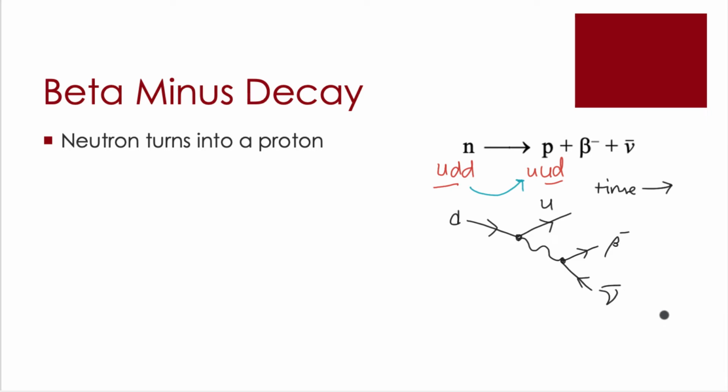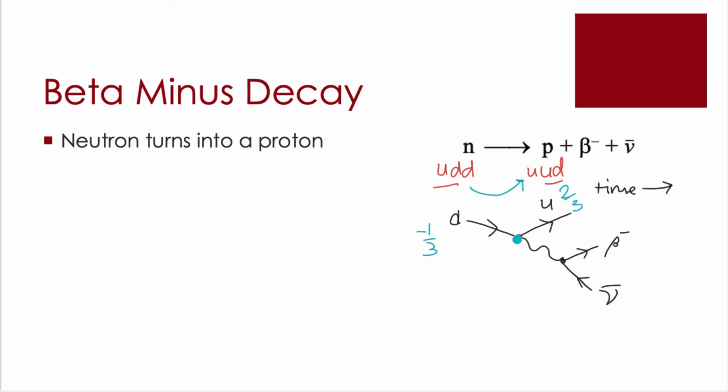Now, in order to do this, we have to have charge being conserved. So let's go back here. What is the charge on my down quark? It's negative 1/3. But the charge on the up quark is positive 2/3. How on earth did I go from something with a negative charge to something with a positive charge? My charge must be balanced.